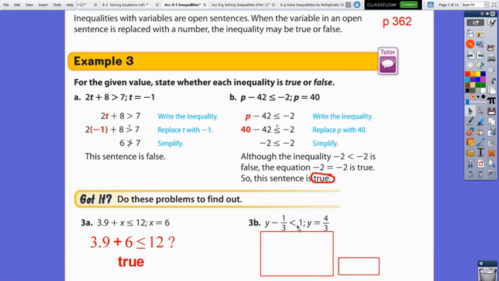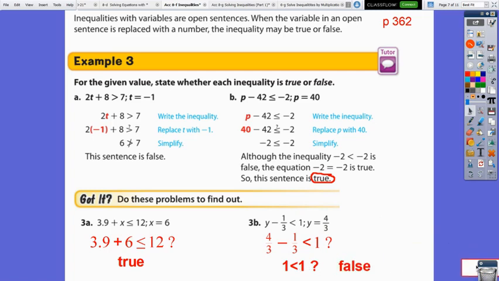y minus 1/3 less than 1. If y is 4/3, is this one true? So we substitute in 4/3 for y. 4/3 minus 1/3, is that less than 1? 4/3 minus 1/3 is 3/3, and 3/3 equals 1. So I get 1 is less than 1. Is that true? No, it is not, because there's no equal sign in the inequality symbol here. 1 doesn't count. So it is false. So you kind of see where you have to pay very close attention to whether the equal sign is included or not.